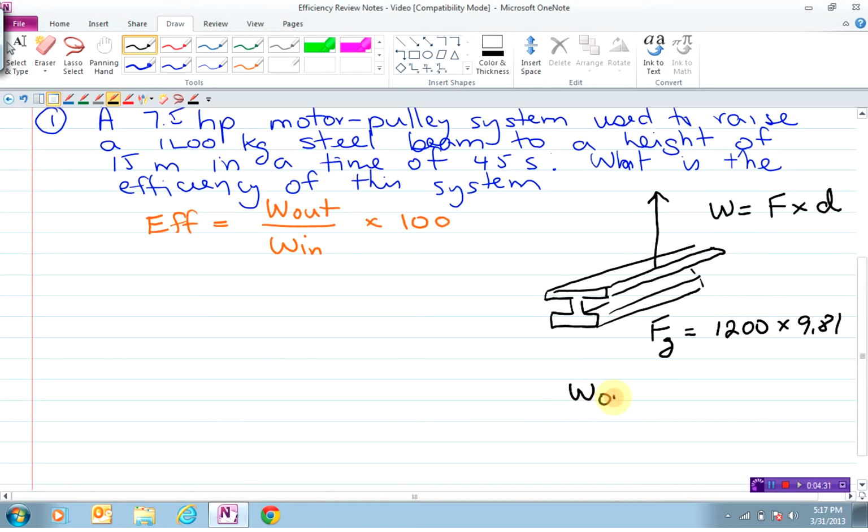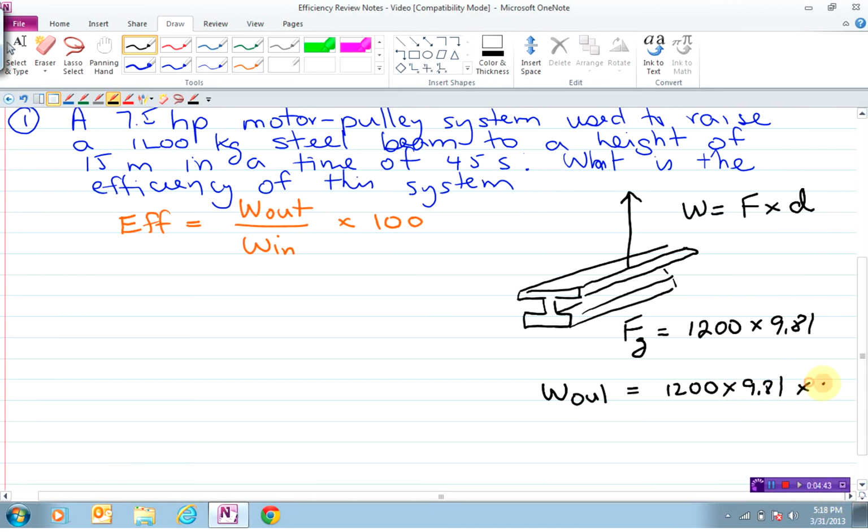So the work out will be equal to 1200 times 9.81 times a height of 15 meters. Now if you work this out, I have done this already for you, you're going to get, I believe, 176,580 joules of work out. That's the useful work we get out. Now the work in is a little bit different. We need to use the motor. So it's a 7.5 horsepower motor, and the work that we're going to have here is going to be equal to power times the time.